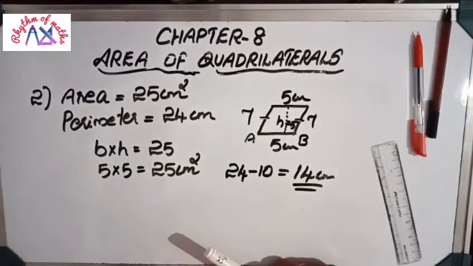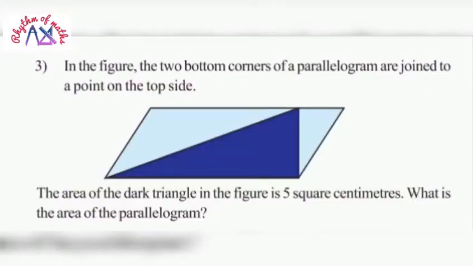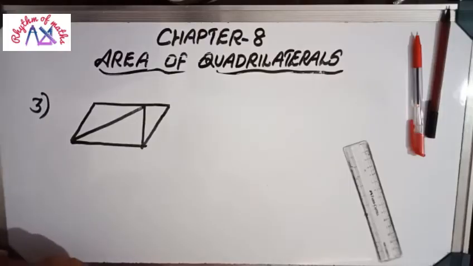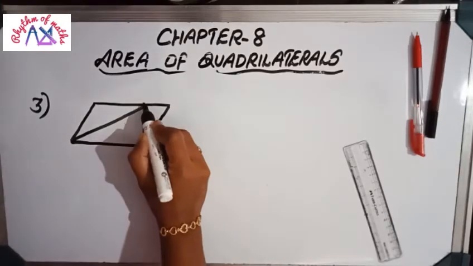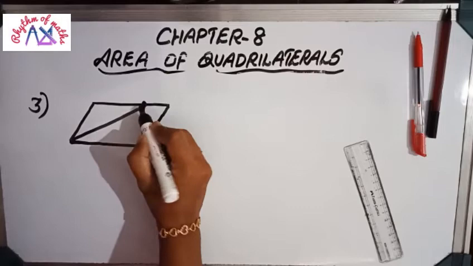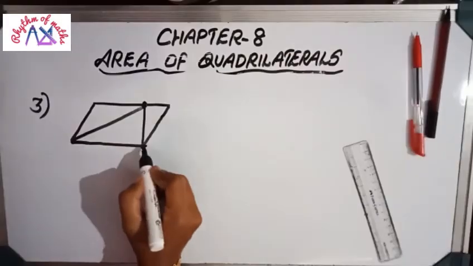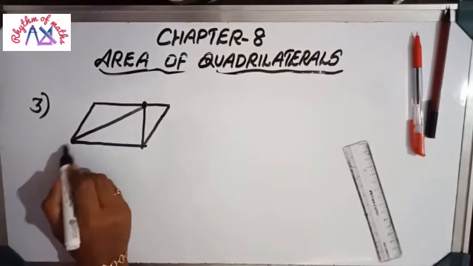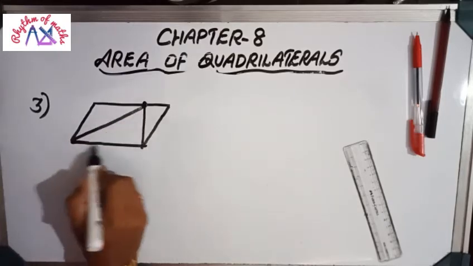Now let's do the third question. Third question is, in the figure, the two bottom corners of a parallelogram are joined to a point on the top side. The area of the dark triangle in the figure is 5 square centimeters. What is the area of the parallelogram? Here in this question we have a parallelogram, and from a point in the upper part, one perpendicular line is drawn and that point is joined to the base, and we will get a right triangle here.